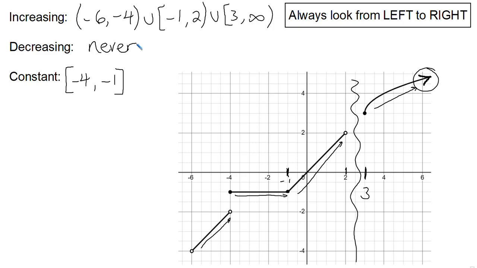And that's the basic idea of determining when a graph is increasing or decreasing or constant. So remember to always look from left to right, from the smallest x values to the largest x values, and always use the x values, never use the y values.